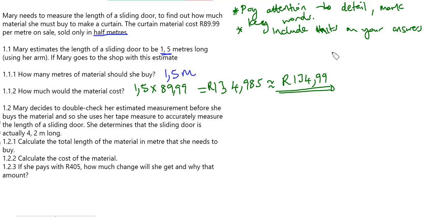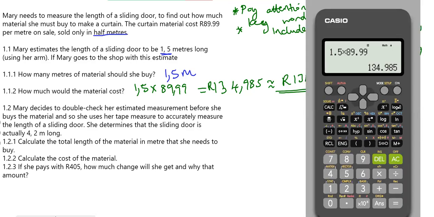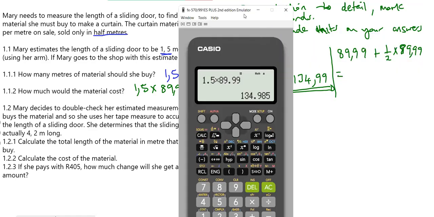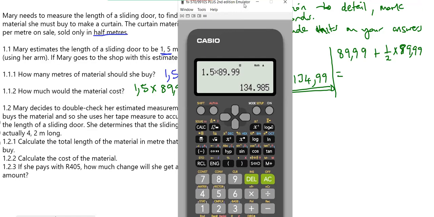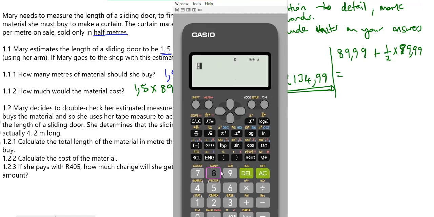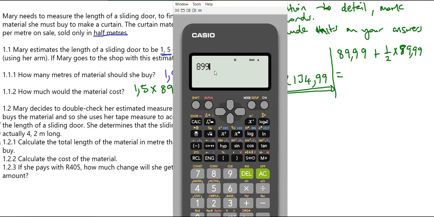Okay, so some will say, I am using a different method. You can say, okay, we are selling it in half or as a whole. So you can say 89,99 plus half of that price, because what is the cost of the 0,5 meter, the half a meter? Then if you punch in your calculator here, you should be getting the same thing. Okay, so let's see what we get there.